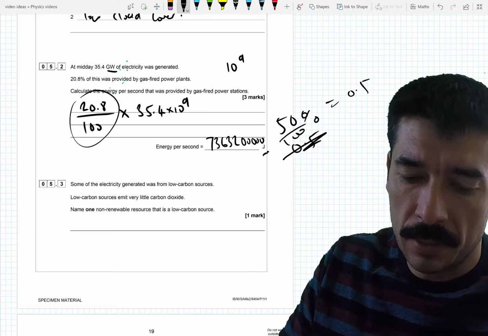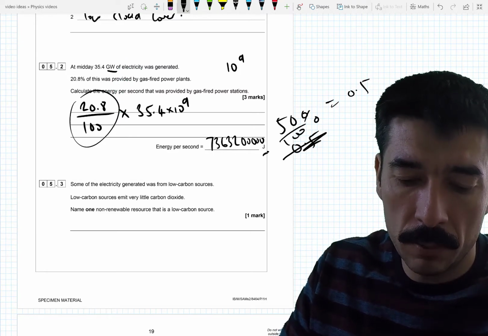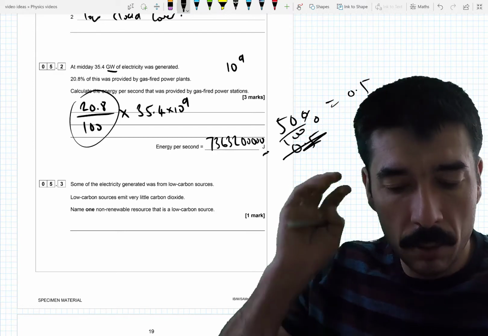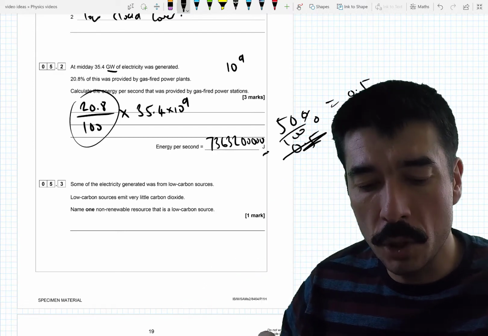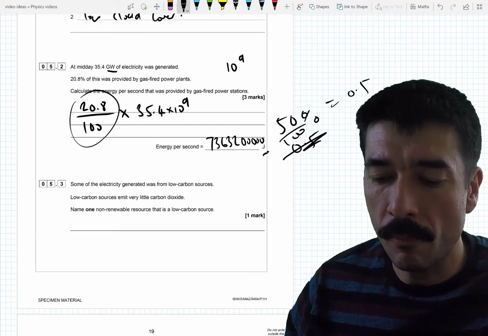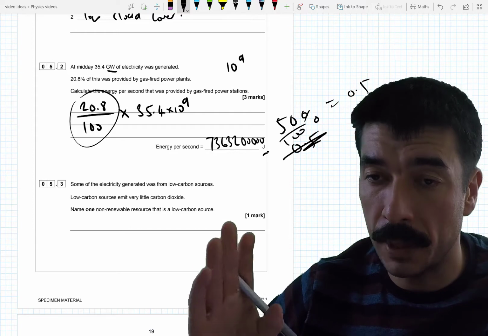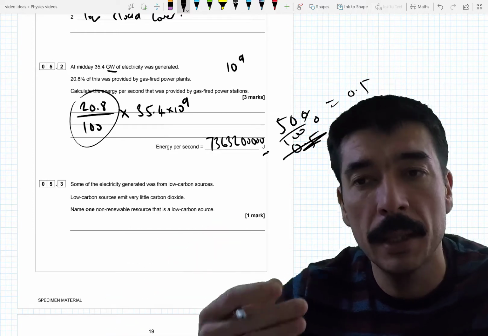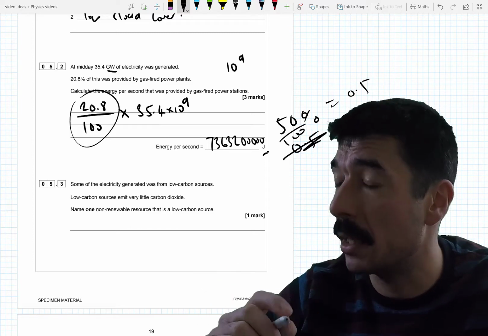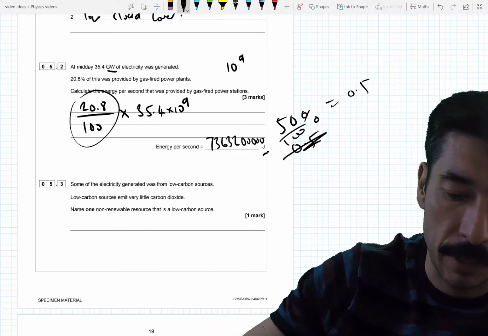Some of the electricity generation was from low carbon sources. Low carbon sources emit very little carbon dioxide. Name one non-renewable source that is a low carbon source. Okay, non-renewable. So these are things that get used up. So nuclear power, that's one that gets used up. Uranium gets used up. We have a finite amount of it. And it emits barely any carbon dioxide because the energy is coming from nuclear reactions, not chemical reactions. So I'm going to put down nuclear.